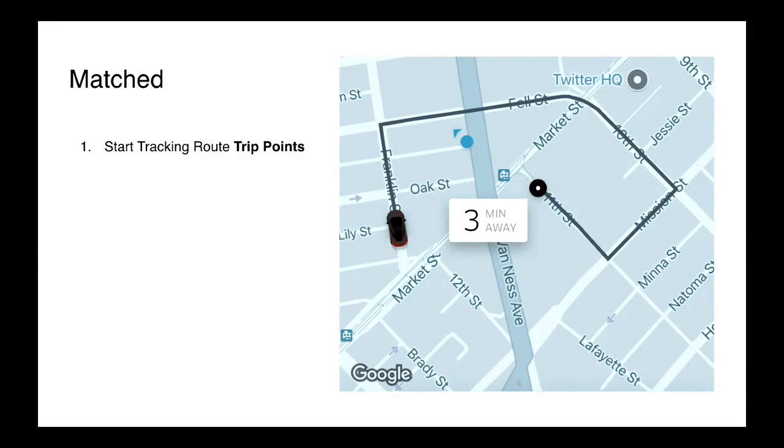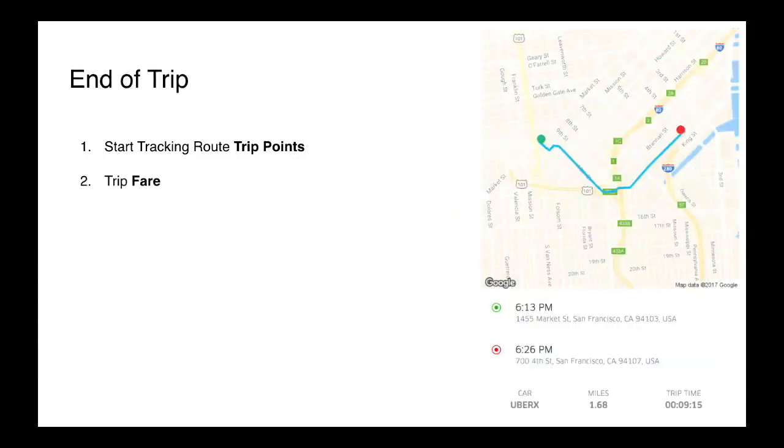And this is probably not a surprise to you if you've taken the ride, right? Because at the end, when you get to your destination and you check your email after, you'll probably see a receipt like this. It shows the path you took.